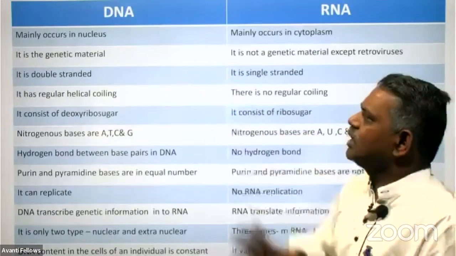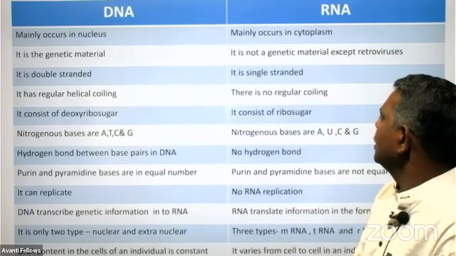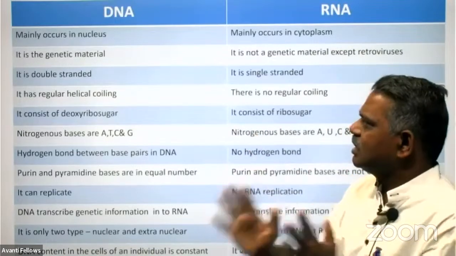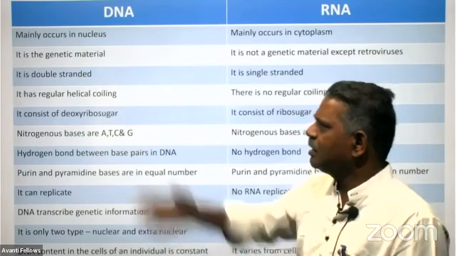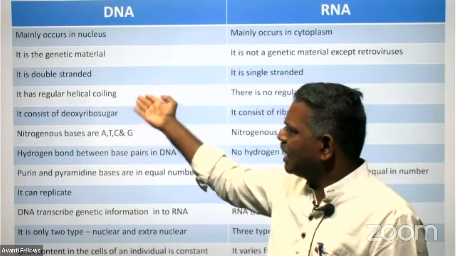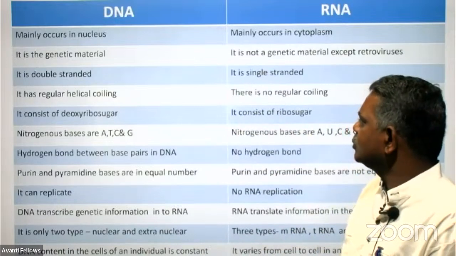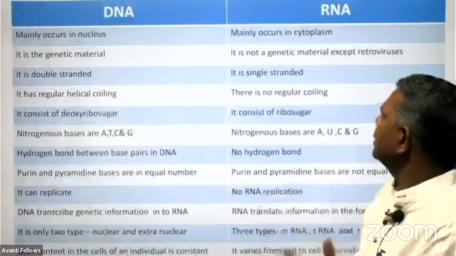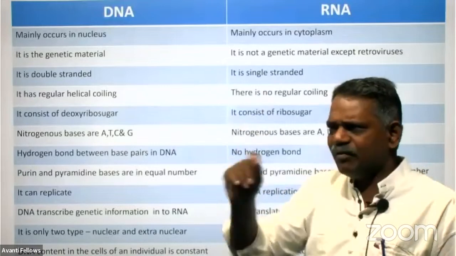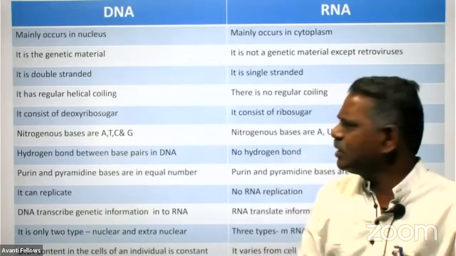See, DNA is a genetic material, and RNA is not a genetic material; it is only to translate the protein. But in retroviruses, RNA is acting as the genetic material. DNA is double-stranded, while RNA is single-stranded. DNA has a regular coiling, antiparallel, and coils in a right-handed direction. Such coiling is not there in RNA, but irregularly, for example in tRNA and rRNA, we can find some kinds of coiling to make a three-dimensional structure to perform a particular function.